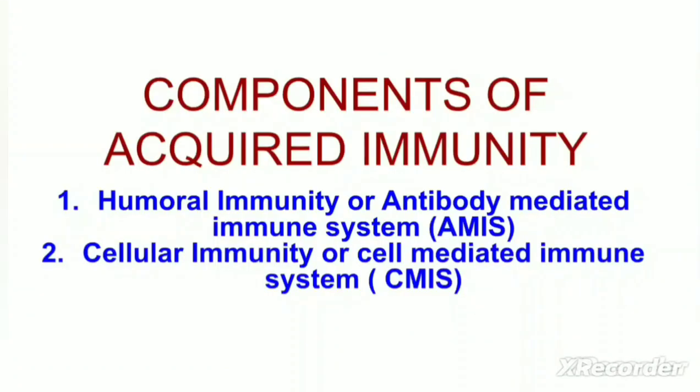Components of acquired immunity. First one is humoral immunity or antibody mediated immune system, that is also called AMIS. And the second component of acquired immunity is cellular immunity or cell mediated immune system, that is also known as CMIS.